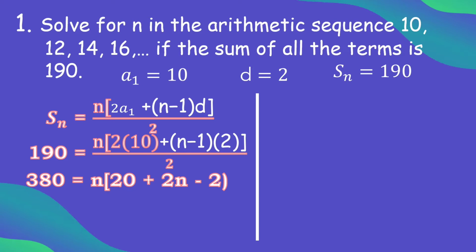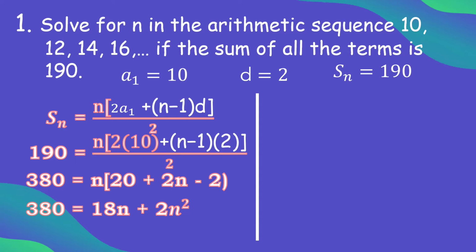Then distribute 2 to n minus 1, we have positive 2n. 2 times negative 1 is negative 2. 20 minus 2 is 18. And then distribute 18 and 2n to n outside the parentheses. As a result, 380 equals 18n plus 2n times n is 2n squared.